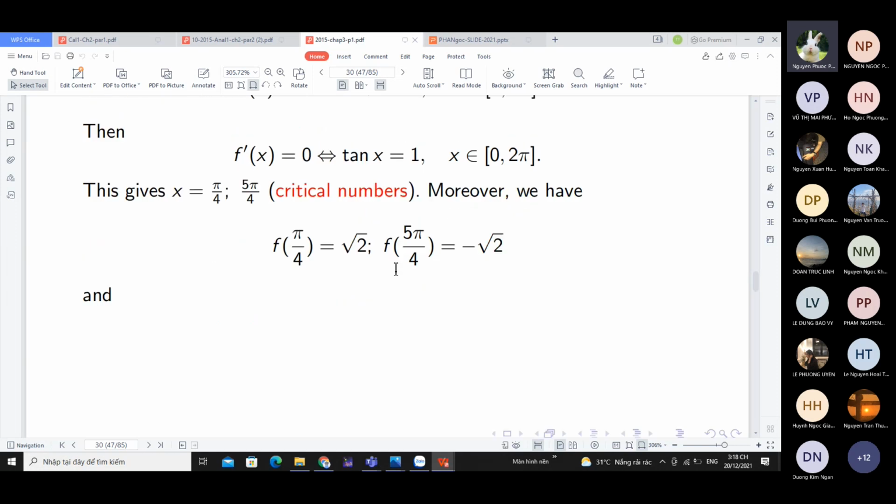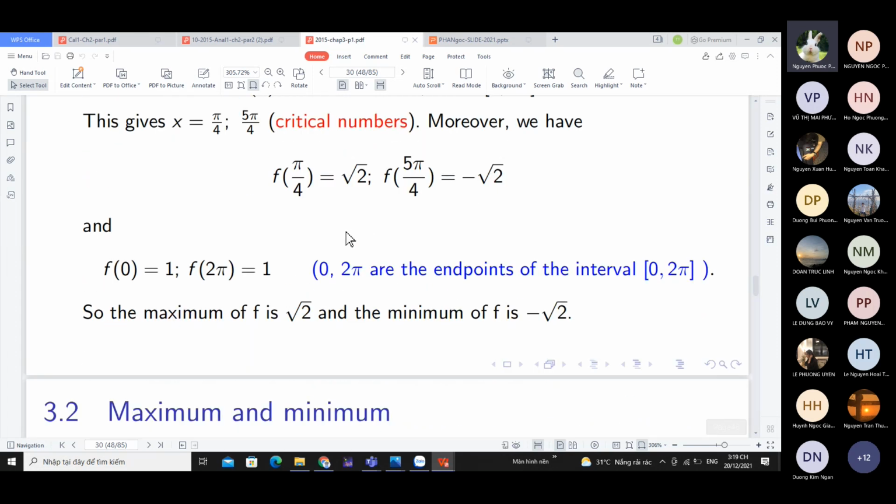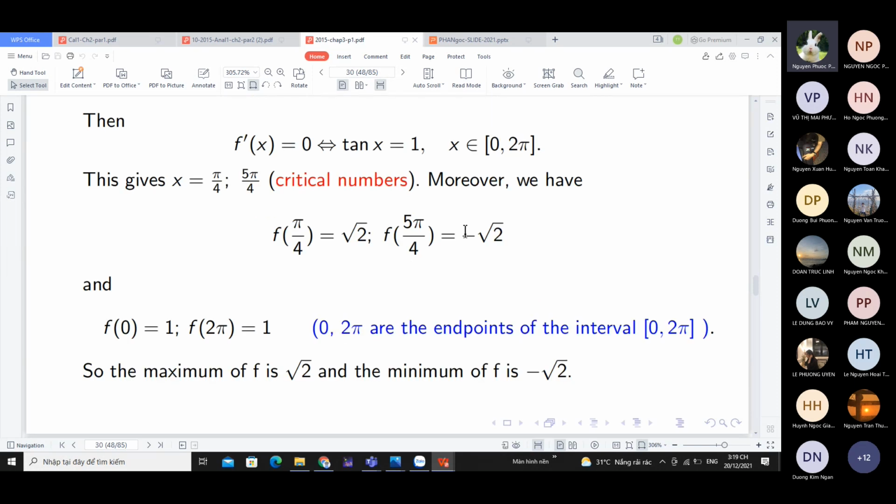Now we evaluate the value of f at the critical numbers. We evaluate the value of f at the endpoints. It means f of 0 and f of 2 pi. Here, f of 0 gives you 1, f of 2 pi gives you 1. Now compare them. Square root of 2 is the largest number, and minus square root of 2 gives you the smallest number. So the maximum value of f is just f of pi over 4, square root of 2. And the minimum value of f is just minus square root of 2.